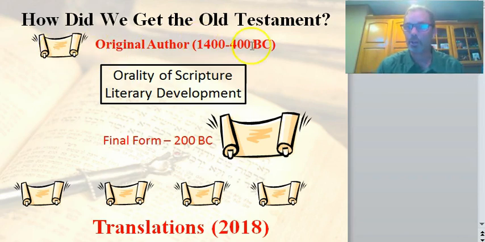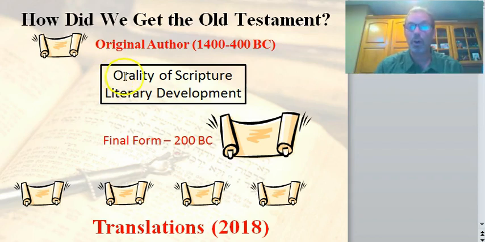Well, obviously, there was an original author who wrote the text somewhere between the years 1400 and 400 BC. Now, that's a long time, a 1,000-year period. And it was during that 1,000 years that the 39 books of the Old Testament were written.